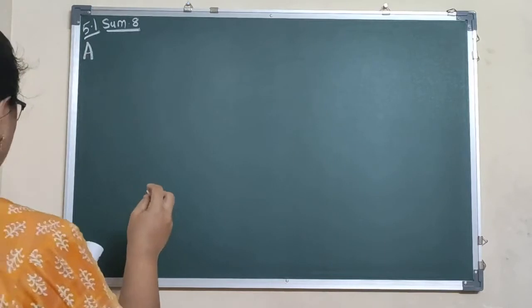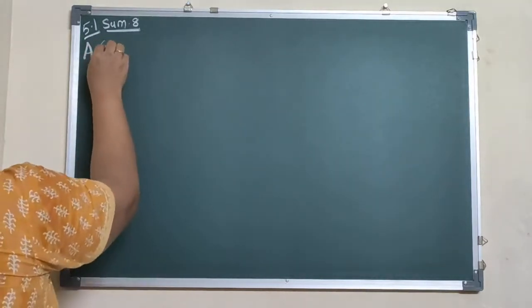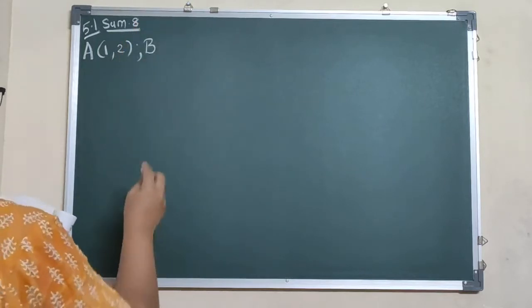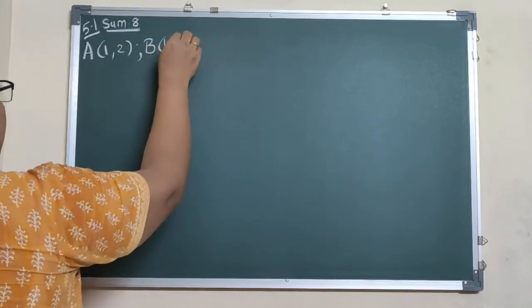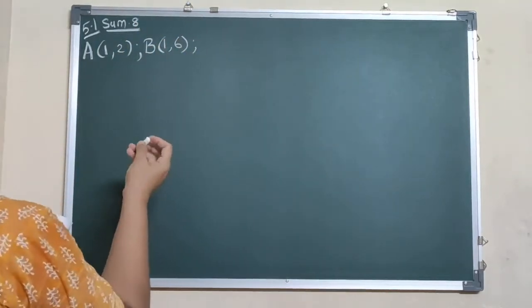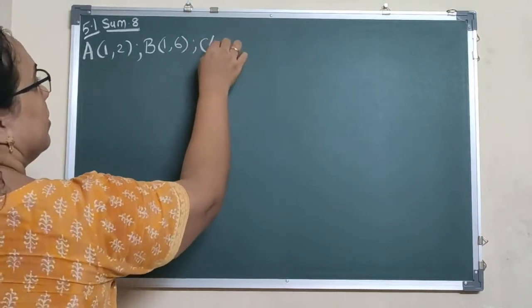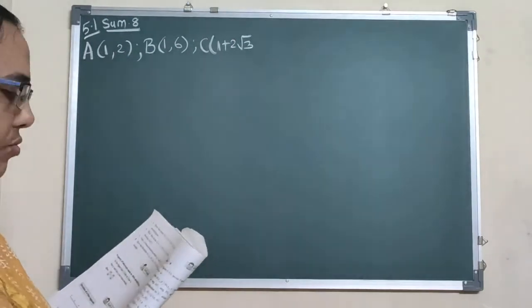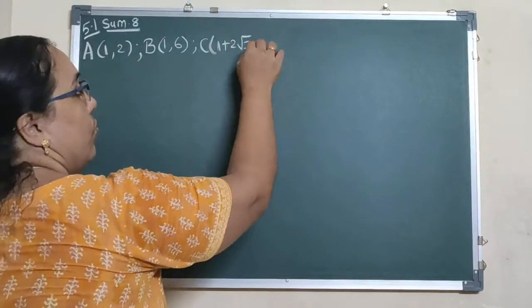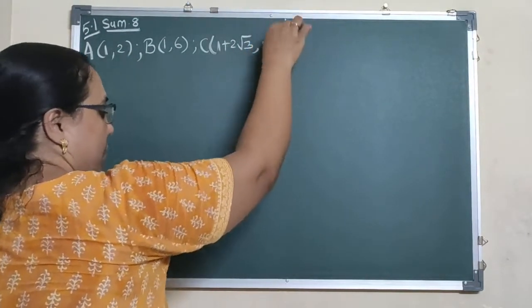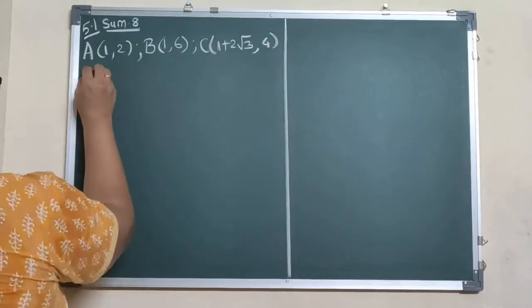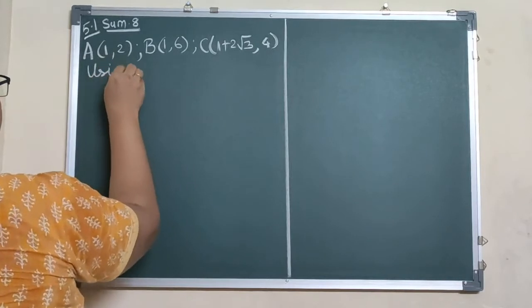A is 1, 2, B is 1, 6 and C is 1 plus 2 root 3, 4. Now keeping this in mind, we are starting with the calculation using the distance formula.